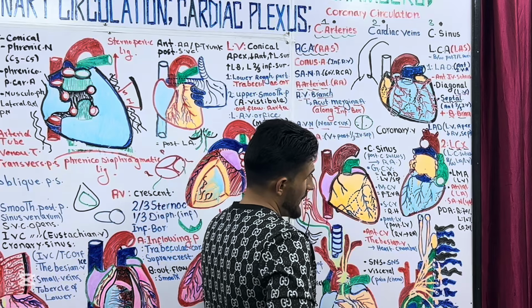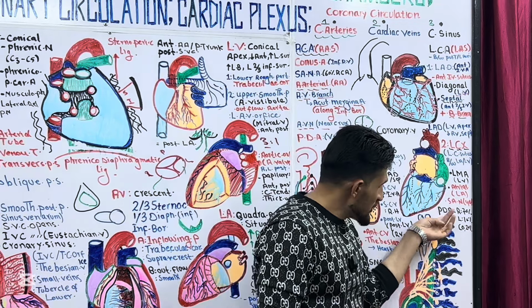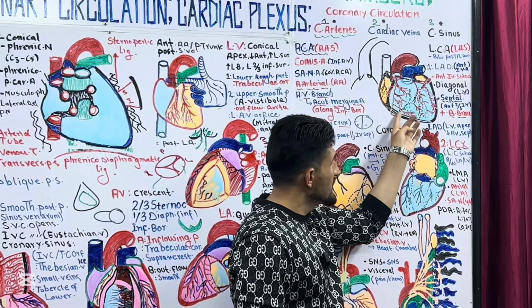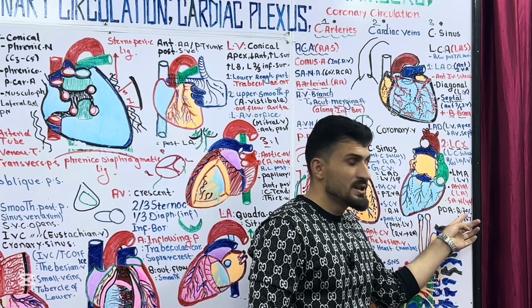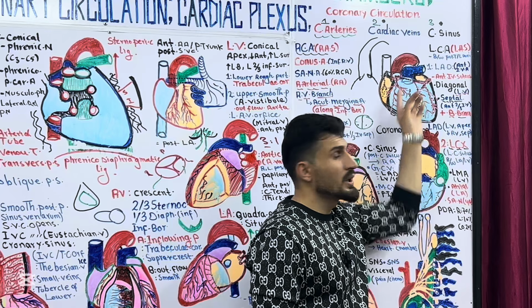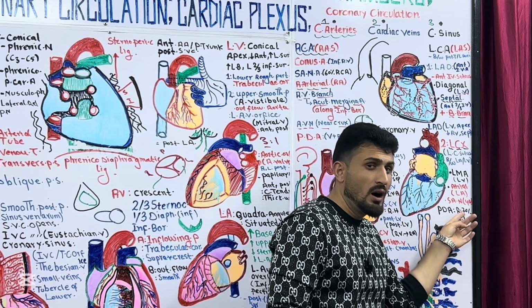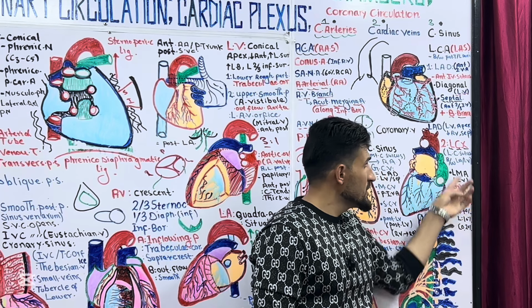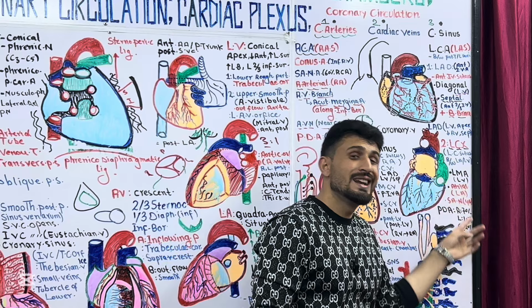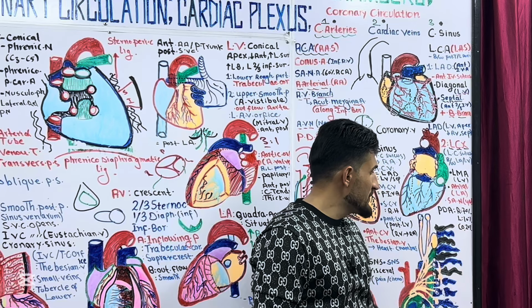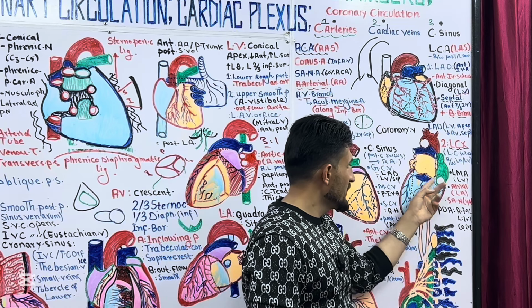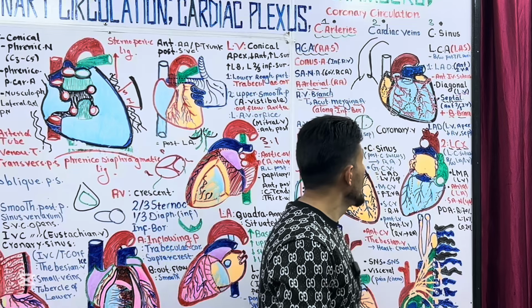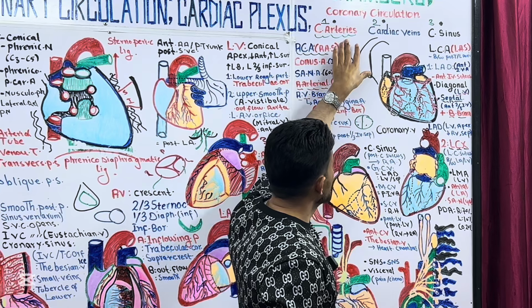Now let's talk about posterior descending coronary artery. This posterior descending coronary artery in 70% of cases originates from right coronary artery, which is called right dominance, and in 10% of cases it originates from left circumflex artery, which is called left dominance, and in 20% it originates from both near the crux or some part, which is called co-dominance. So these were all about coronary arteries.